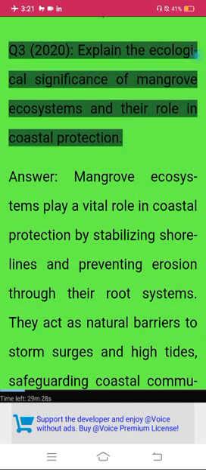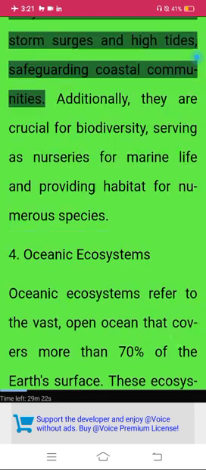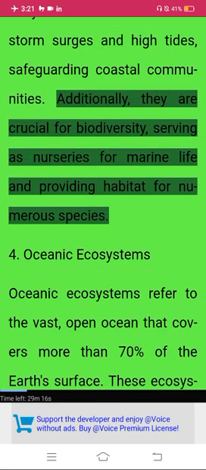Previous year question. Q3, 2020. Explain the ecological significance of mangrove ecosystems and their role in coastal protection. Answer. Mangrove ecosystems play a vital role in coastal protection by stabilizing shorelines and preventing erosion through their root systems. They act as natural barriers to storm surges and high tides, safeguarding coastal communities. Additionally, they are crucial for biodiversity, serving as nurseries for marine life and providing habitat for numerous species.